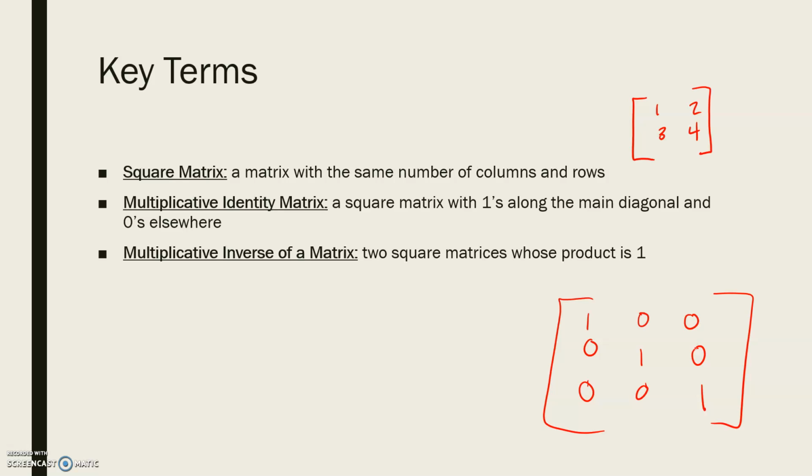Multiplicative is just a fun word to say. Multiplicative inverse is if 2 square matrices, when we multiply them together, we get the identity. And you'll see what that looks like here in a few minutes.